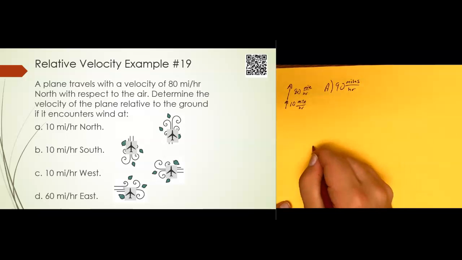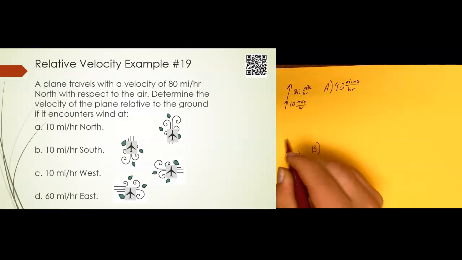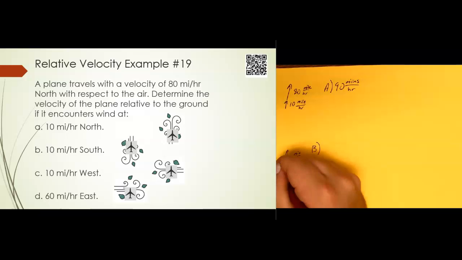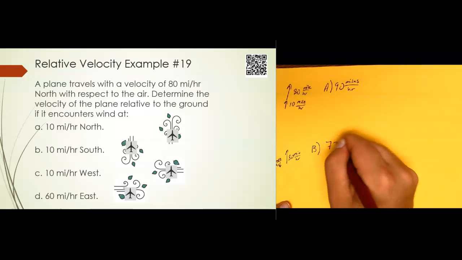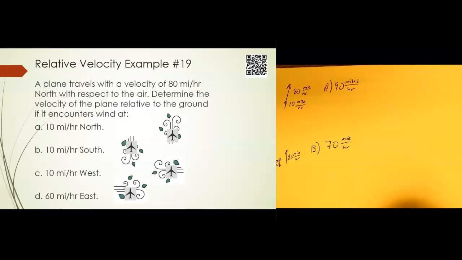For B, if I'm moving north at 80 miles per hour, and I have wind pushing me back 10 miles per hour south, my overall velocity will be 70 miles per hour. Now C and D get a little bit trickier.